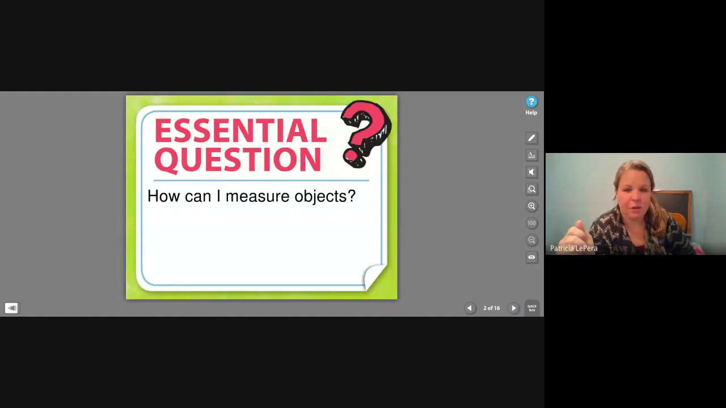So we've been talking about how we can measure objects. Hopefully you've all had a lot of opportunity to measure things at home using your tools. Those are standard units of measure, which means my ruler and your ruler would be exactly the same. 3 inches on my ruler is going to be exactly the same as 3 inches on your ruler.